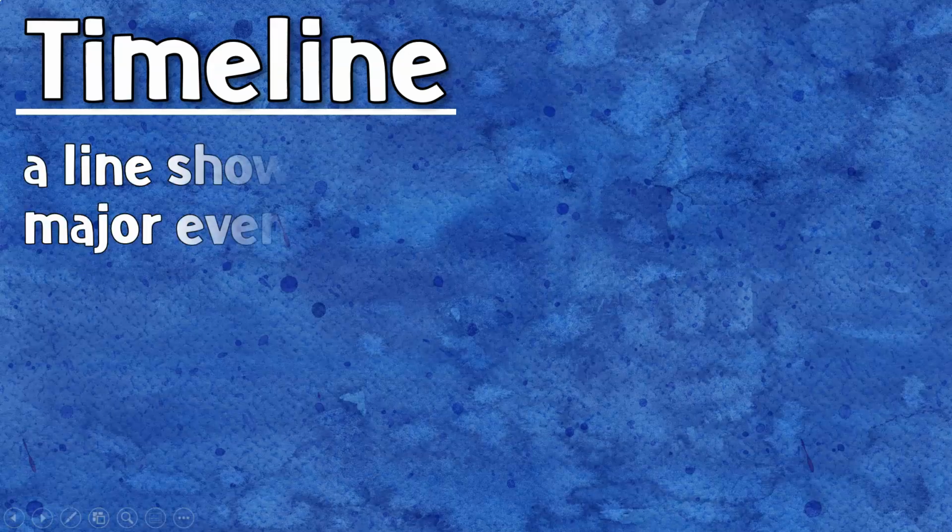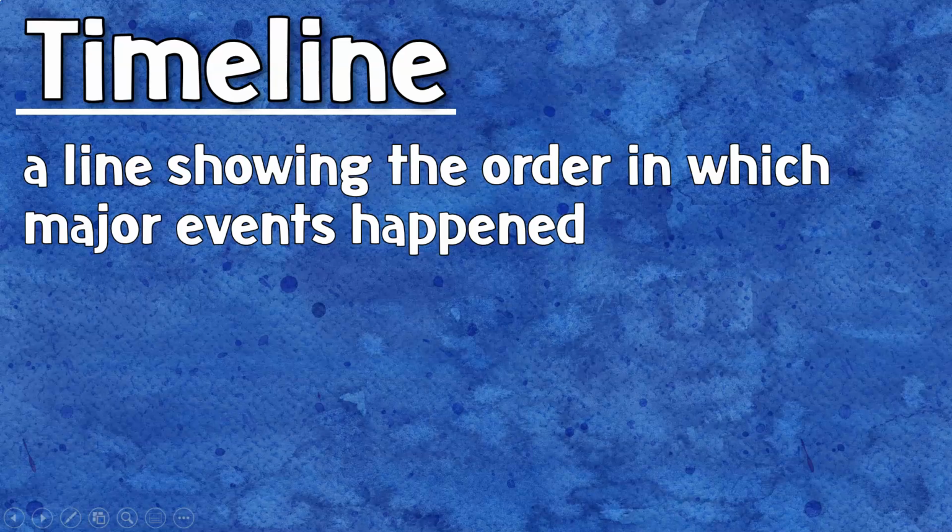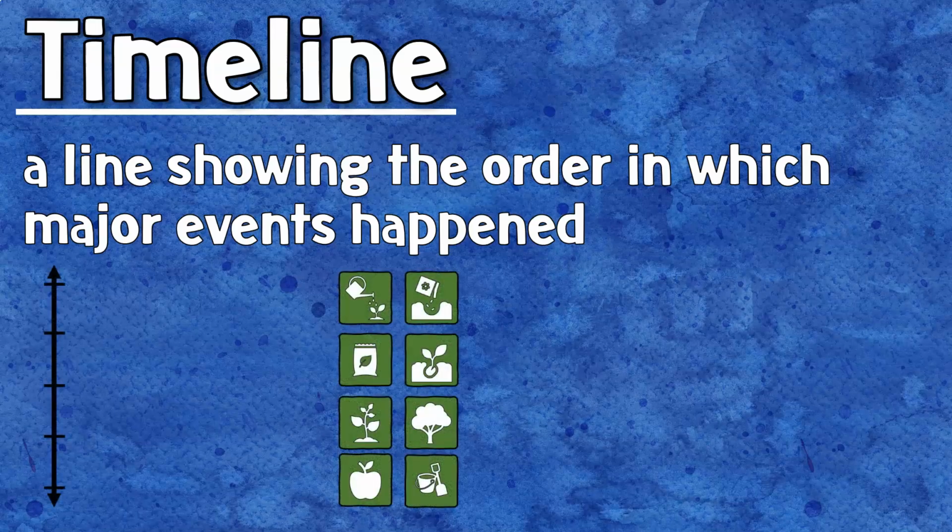All right, next, timeline. So timeline is a line that's showing the order in which major events happened. You're going to have a timeline later so that you can put your story's events in the order that they happened. And it'll look something like this. Let's look at this as an example.